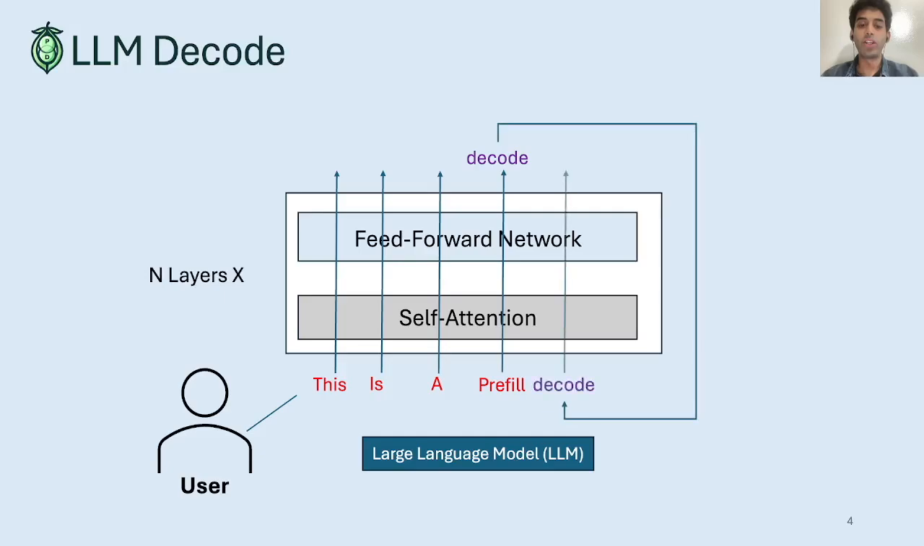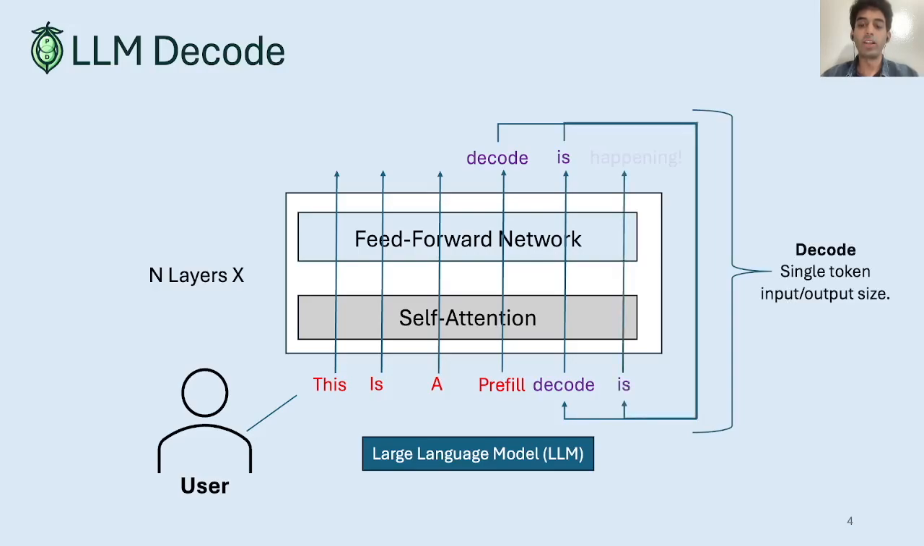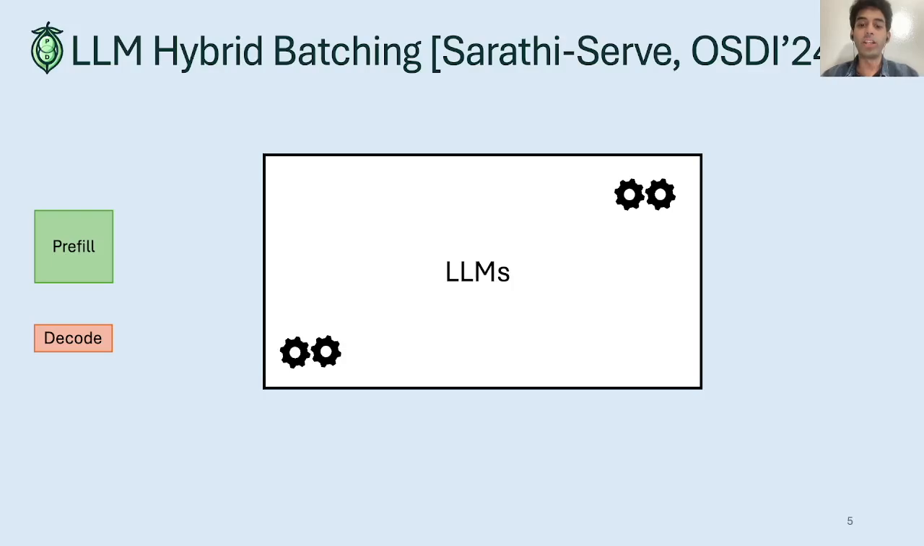After the first iteration, the output is passed back into the LLM to generate the next token, which is called the decode. It is characterized by its relatively smaller input and output sizes. This process of passing new tokens back to the LLM continues until it stops generating tokens for the request. The time between two decodes is called the time between tokens, or TBT, which is another important latency metric that serving systems optimize for. Hybrid batching has emerged as the state-of-the-art method of balancing these latencies.